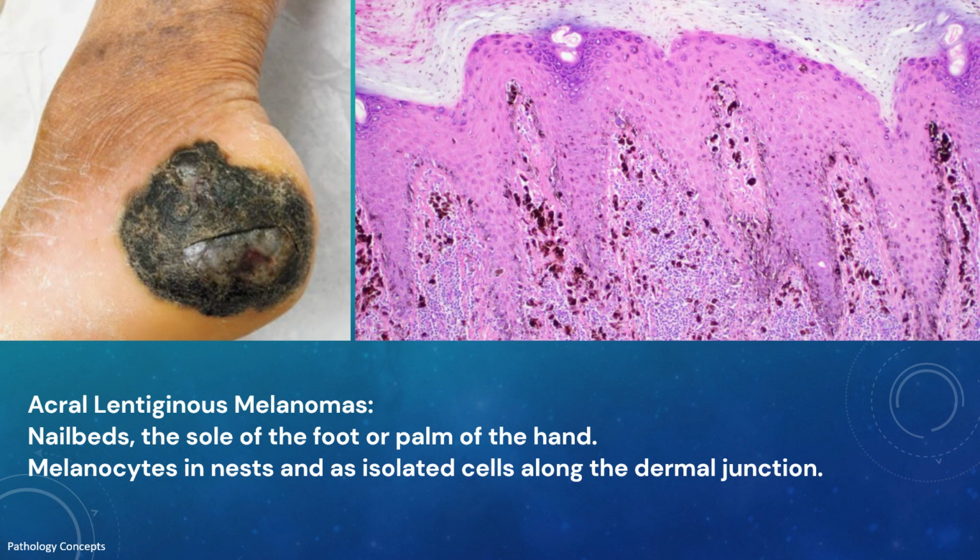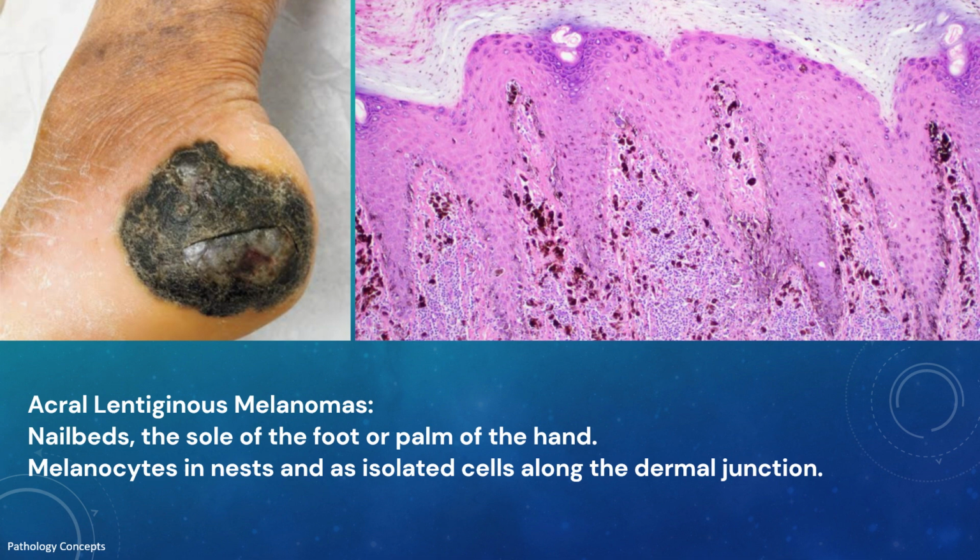Fourth is acral lentiginous melanoma. This type of melanoma is rare, usually found in nail beds and therefore has a delayed diagnosis. The main sign of acral lentiginous melanoma is a black or brown discoloration that appears on the sole of foot or palm of hand. They may resemble a bruise or stain, but over time it grows in size.